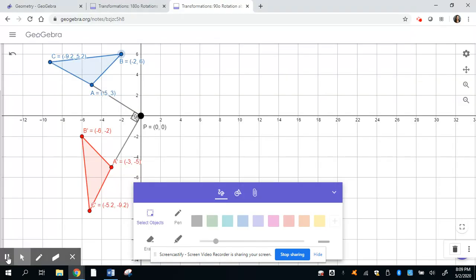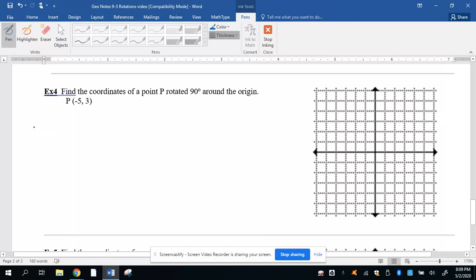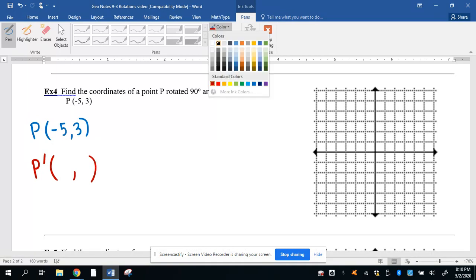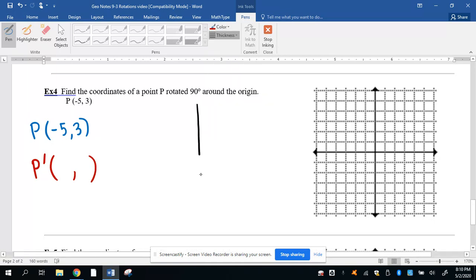Okay, back to number 4, we have our original point, negative 5, comma 3, and we want to figure out what P prime is going to be, and we'll just figure out what that rule is for a mapping of a point with respect to the origin 90 degrees around it.